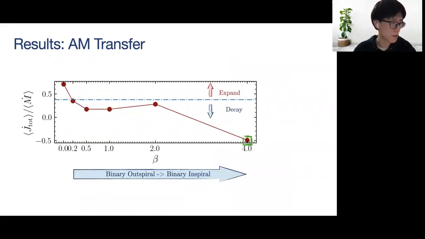Okay, back to our original purpose, which is the angular momentum transfer. We can still show the dependence of angular momentum transfer on the cooling parameter beta. This blue horizontal dot-dashed line is the threshold for binary expansion or decay. You can see in the local isothermal limit, you have binary expansion, and when beta gradually increases, different from the previous case, the binary will directly go to the regime of inspiral. And when beta equals 4, you have the largest degree of binary inspiral.